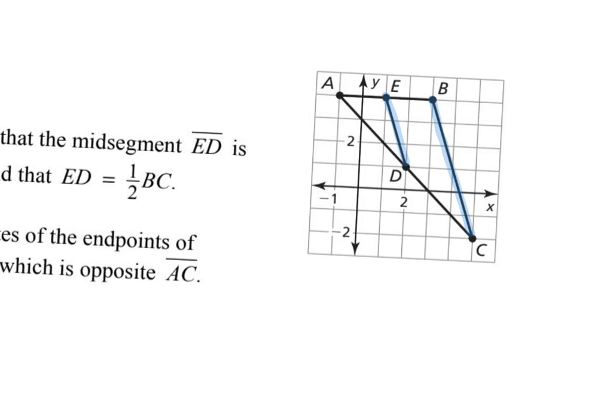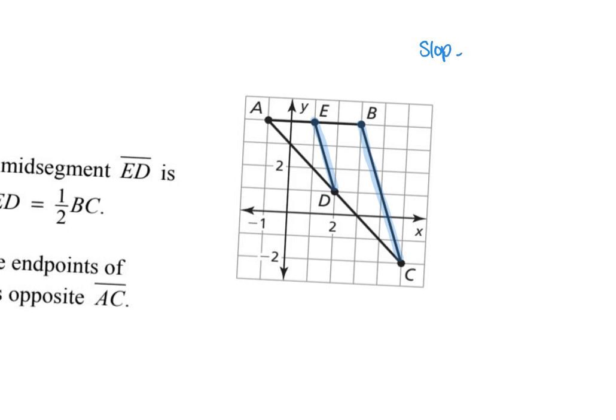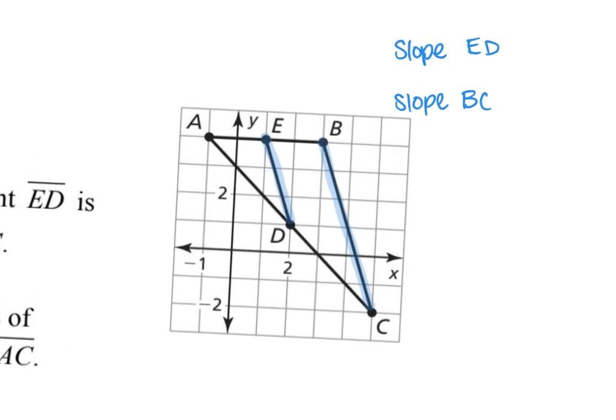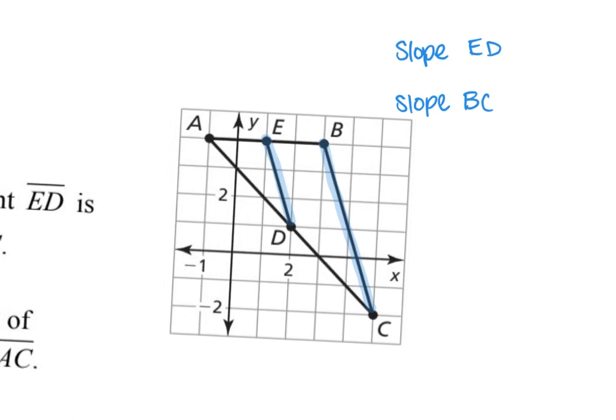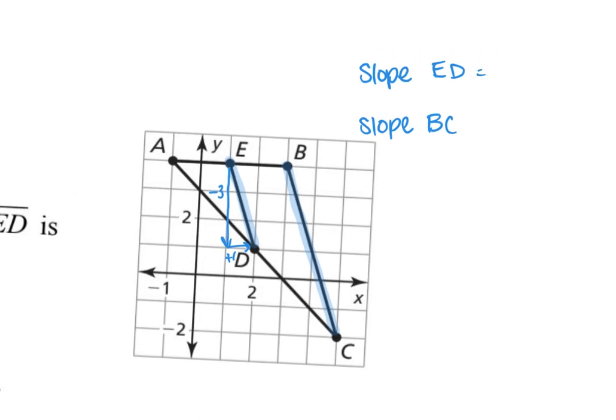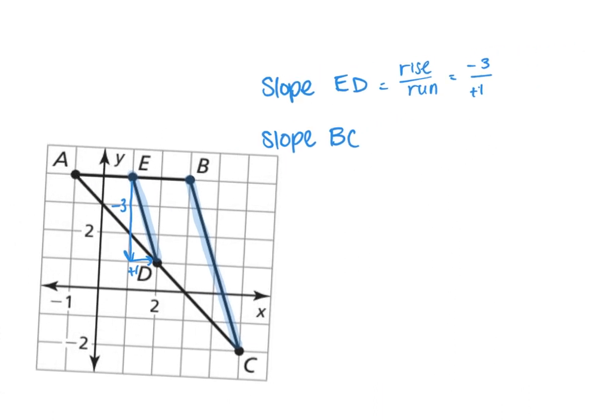So all we need to do is find the slope of ED, and then the slope of BC. And for slope, all you got to do is count the rise over the run. So for ED, it's super easy. You just count, we go down 1, 2, 3 units, so that's -3. And then we go to the right 1 unit, so that's +1. So the slope for ED is the rise over the run, so it's -3 over +1. What's -3 divided by +1?